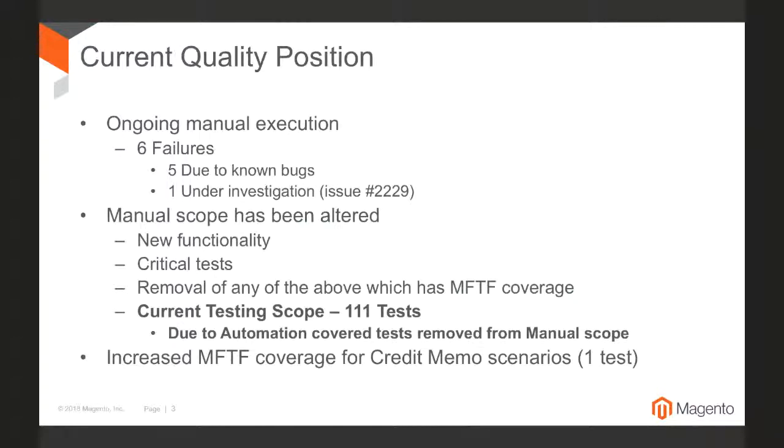So we've been focusing on new functionality, critical tests, and we've also made the effort to confine the manual testing to just manual testing. So we've cut it down from 200 the previous week. We're actually only covering 111 now in scope, and that's because we identified 89 of those that were covered by either MFTF or other automated testing, which shows we have a good level of automated coverage that covers nearly half of what we want to do here.